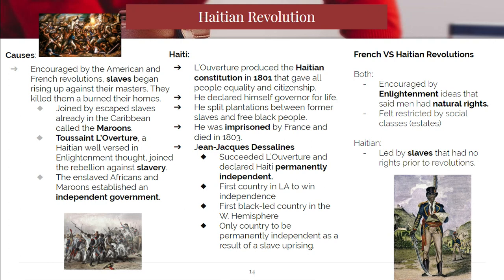All right. Now, of course, the big difference is that in Haiti, those 97% of people were slaves, while in France, that large majority of people had some rights, even if not full rights compared to their peers. Okay, so that's Haiti.